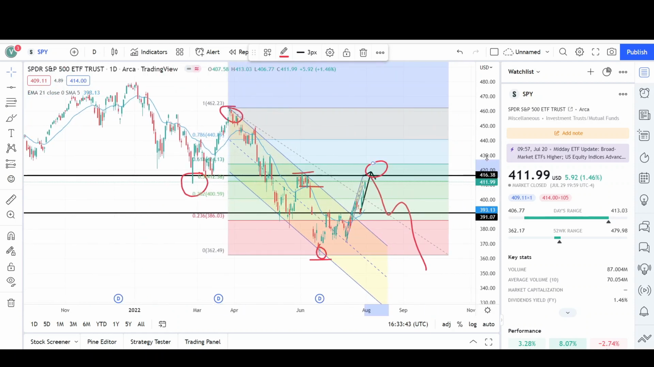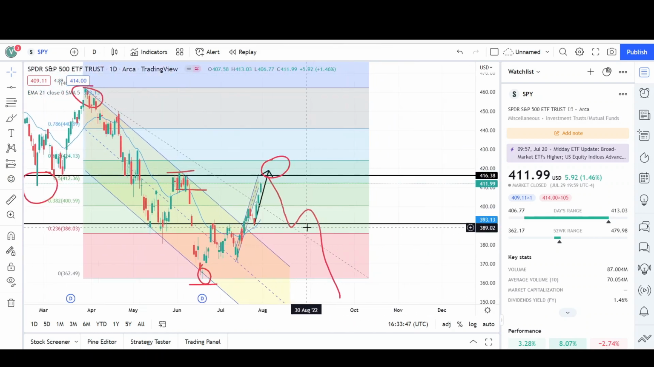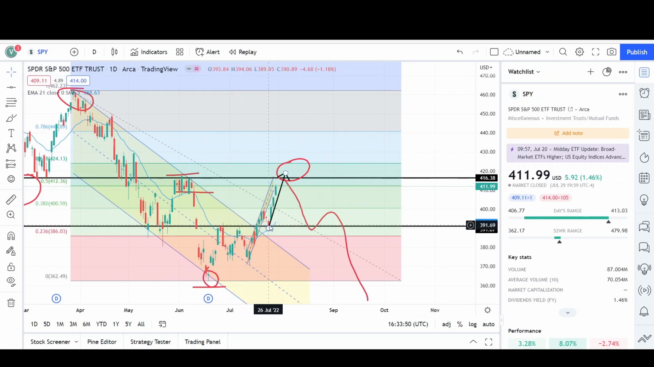So that's pretty much what I see for the SPY. It looks like it was a short trap. If shorts did not get out after getting that rejection from that 391 level, then they got trapped. You can see a large move up. Prices are looking like it wants to continue a little bit higher.